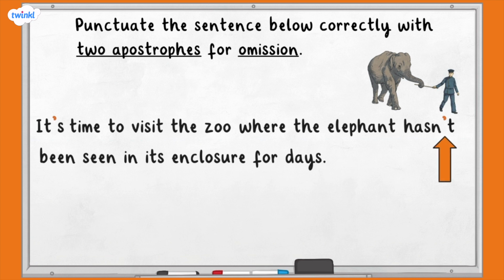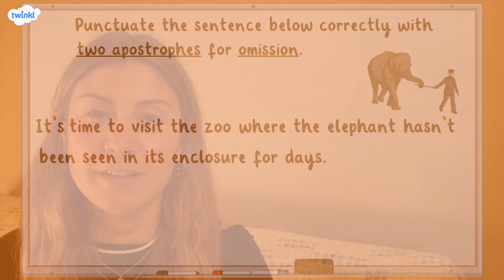Hasn't is a contracted form of has not. The o in not has been omitted and an apostrophe has been added in its place. Although there is another its in the sentence, this is a possessive pronoun and has not been contracted from it is. Well done if you got both of those right. Hoo-yah! You should now feel a little bit more confident when using apostrophes for omission.